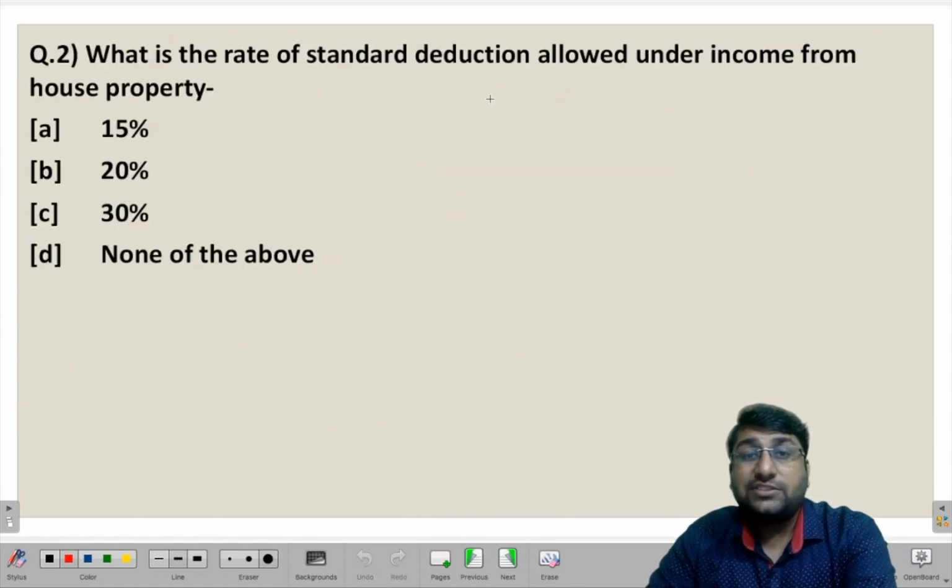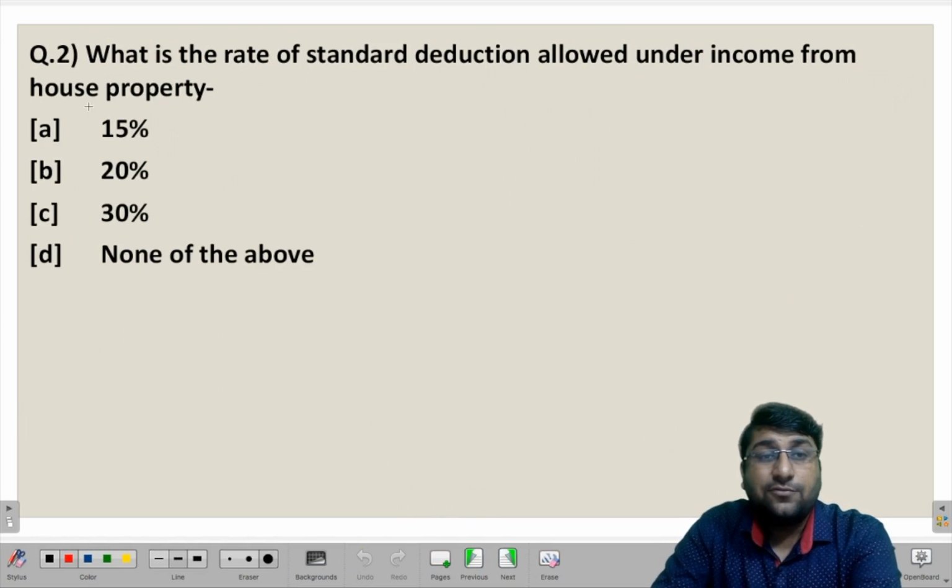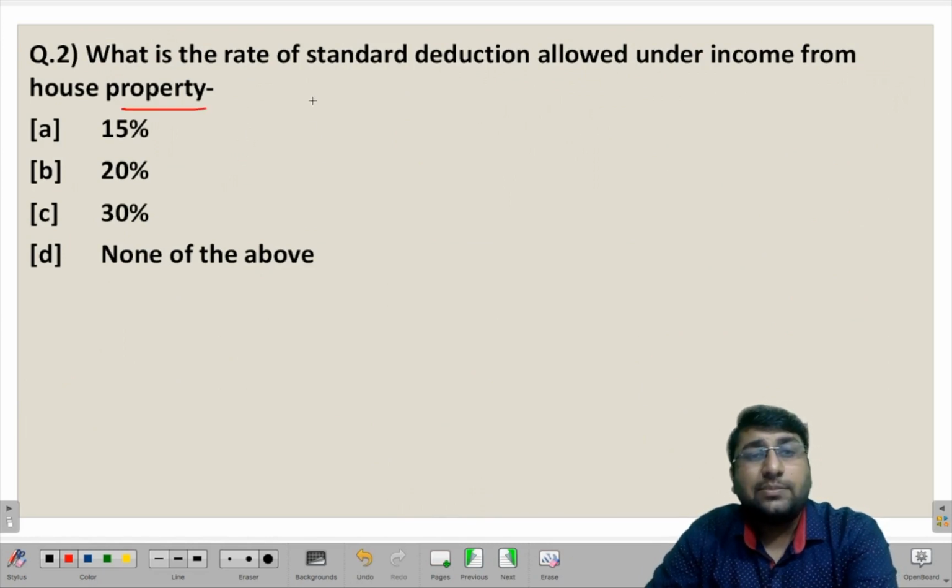What is the rate of standard deduction allowed under the income from house property? The income tax authorities have allowed a certain standard deduction at a fixed percentage of your gross annual value, in order to incur expenditure that is required for the maintenance of the house and all other such expenditure. So there is a clear-cut standard rate, and the rate allowed for standard deduction is 30%.